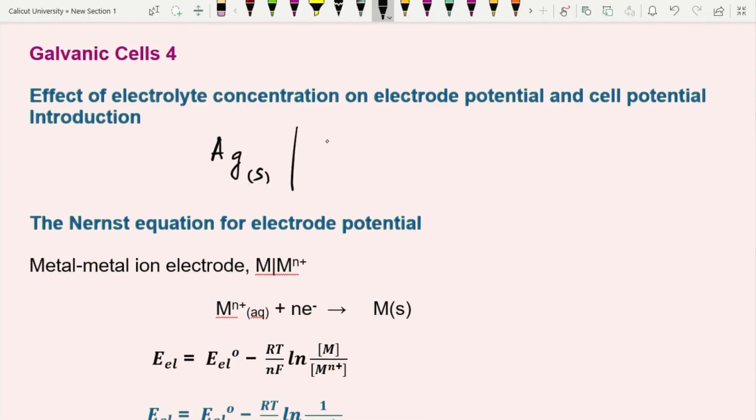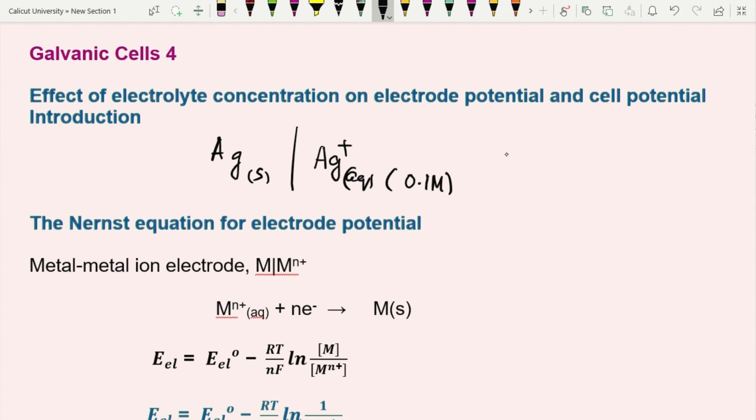Because we have already seen that one of the factors that affect the electrode potential is the electrolyte concentration. So, you can have the same metal with different electrolyte concentrations, and you can have different potentials. So, let us think of one electrode, that is silver, which is dipped in a solution of silver ions, aqueous, concentration being 0.1 molar.